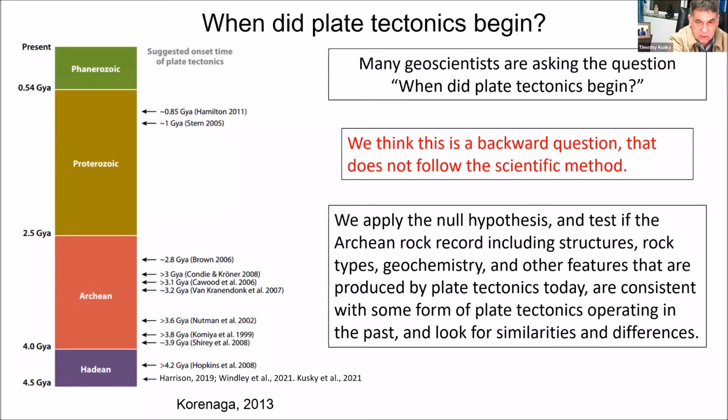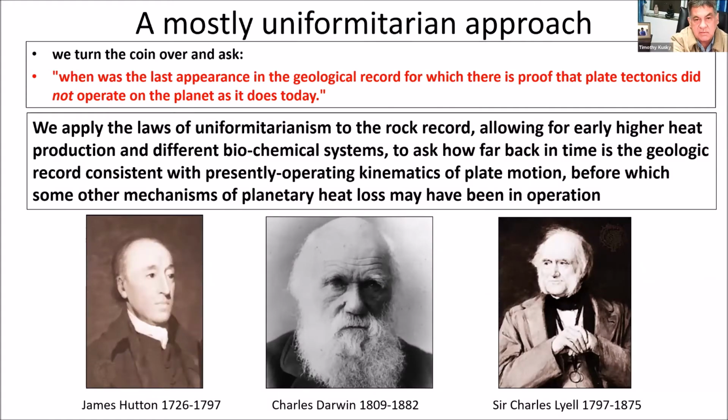So we apply the null hypothesis. If we can explain it with plate tectonics, with higher heat flow and stuff like that, using basically uniformitarian principles, then we don't have to use imaginary things like drip tectonics or stagnant lids. We can just say we can gradually change the way plate tectonics worked with higher heat production on the early Earth and see how far back we can push that. So that's a different approach to the science, but we're looking at the same things from different philosophical perspectives.